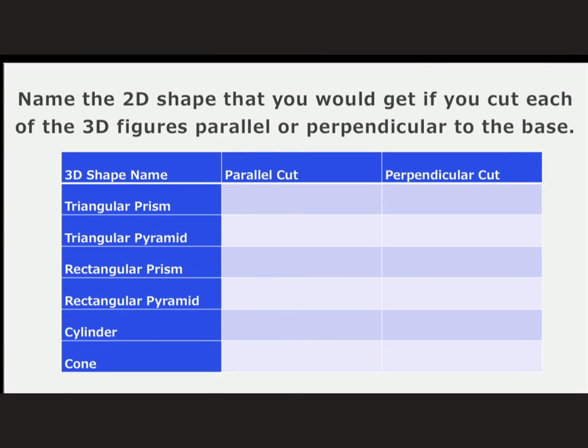All right, last but not least, we have to talk about cross sections. So they give us a couple of different 3D shapes, and we have to tell what the 2D shape would be if we cut it parallel and perpendicular to the base. Remember, a parallel cut to the base will always be the 2D shape that is your base. So what I mean, in a triangular prism, my base is a triangle. So if I do a cut parallel to the base, my cross section is going to show a triangle.